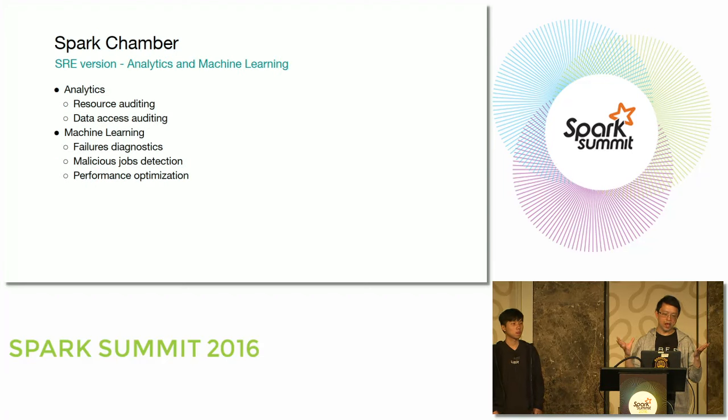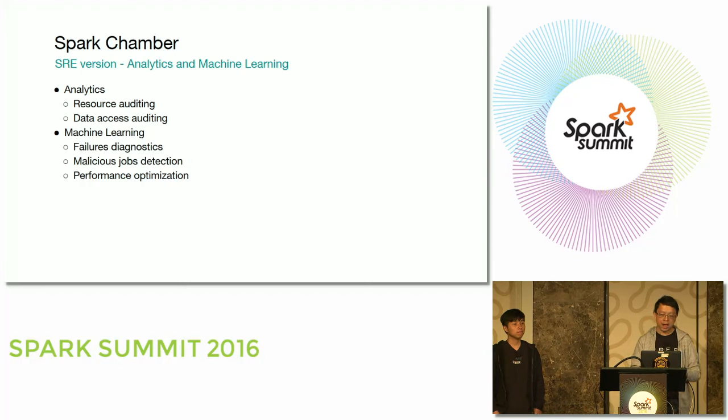Now we have all the information about jobs, so we can do a large-scale analysis of how efficiently the hardware resources are being used in the cluster. They can do different kinds of resource auditing. And also they want to check data access, what the teams are doing with all the data. We have so much data that we want to do some kind of data access auditing.